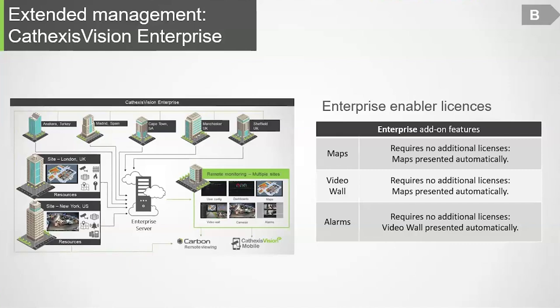Enterprise also requires 100% of your cameras to be licensed for it to be viewed through the enterprise server. When it comes to the add-on features of enterprise, like maps, video walls, and alarms, there are no additional licenses required because this is our ultimate solution. If you can establish a connection to the enterprise, all of these features and functions are presented automatically.